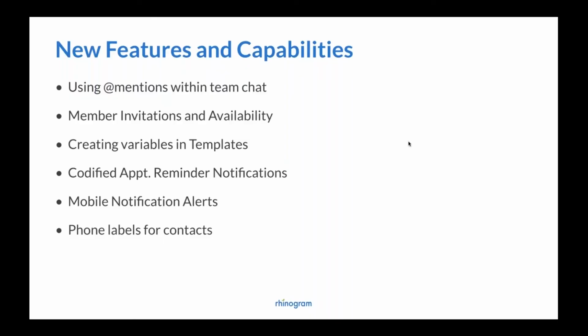We are going to cover the following new features and capabilities: using app mentions within team chat, member invitations and availability, creating variables and templates, codified appointment reminder notifications, mobile notification alerts, and phone labels for contacts.